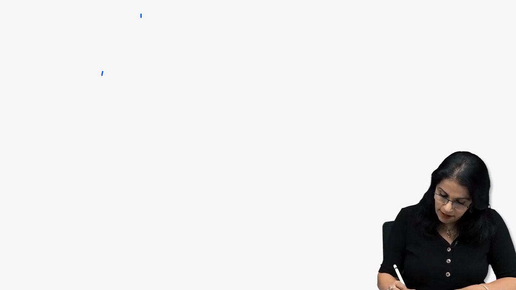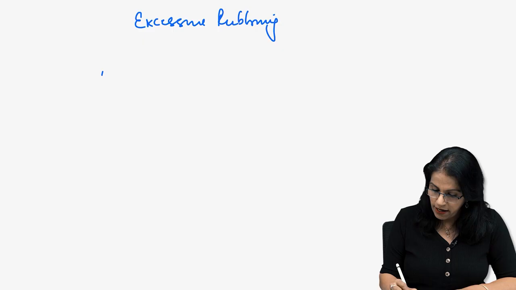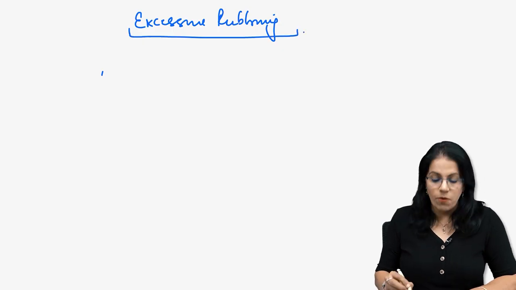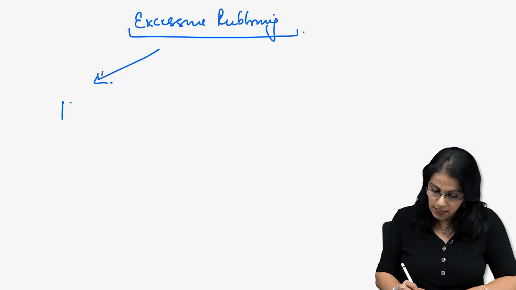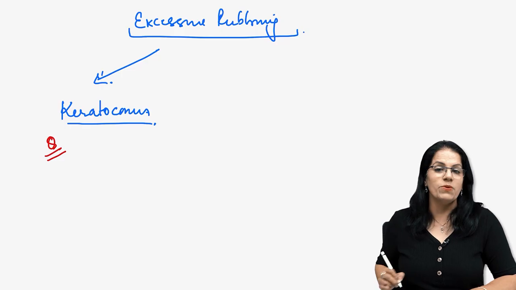2 points more that you will keep in mind. Number 1, any excessive rubbing. So if we talk about excessive rubbing, whenever there is any allergy, if the child is rubbing the eyes excessively, there can be 2 major problems. One is it can be associated with keratoconus. Please remember, this is an important fact asked. Okay, it can be complicated as keratoconus.